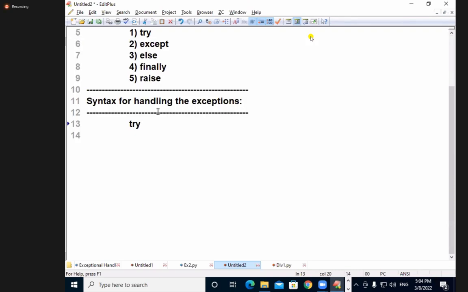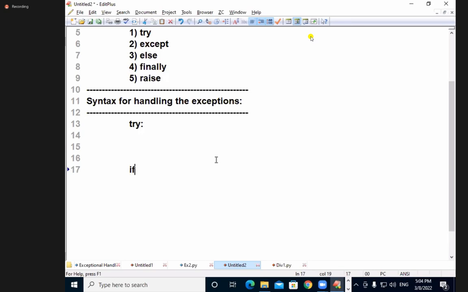Try is the keyword. Then immediately the indentation will come. When the keyword has an indentation symbol, we can call it a block. What is that called? Block. Now, what is the block name? Try block. What is the keyword name? Try. What am I writing immediately? Indentation symbol. So it is known as what? Try block.